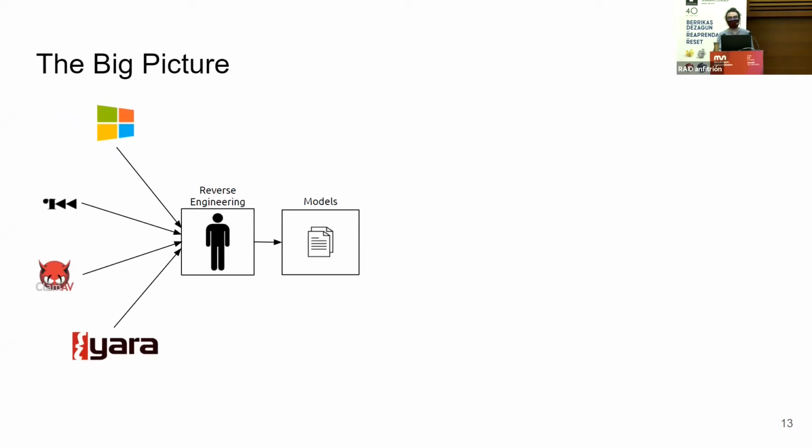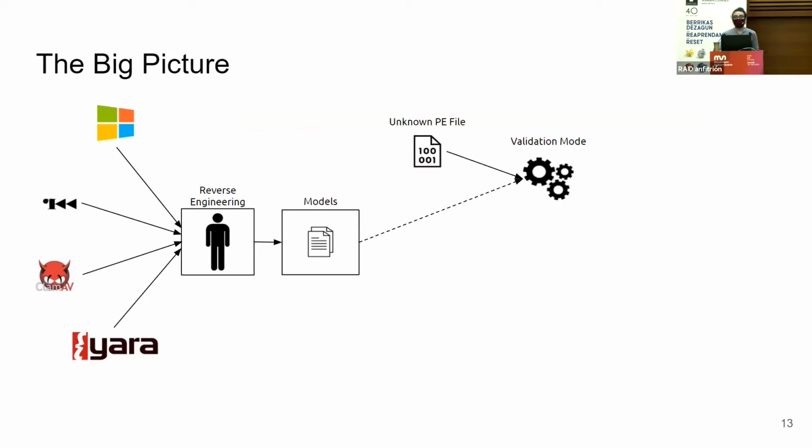We then feed these models to our analysis framework, which can operate in two modes. The first one is the validation mode, which, given a model and an unknown PE file, is able to tell us whether the file is valid or invalid according to the original software, even without running the software itself.